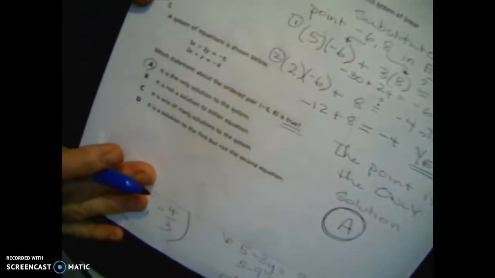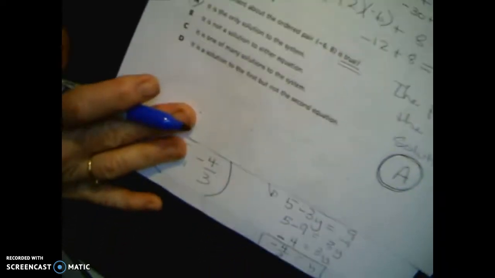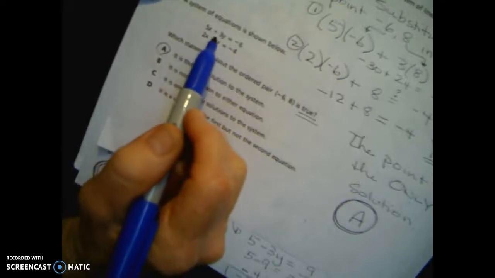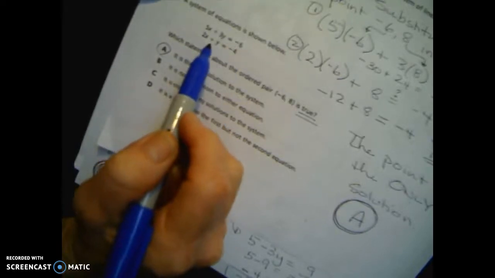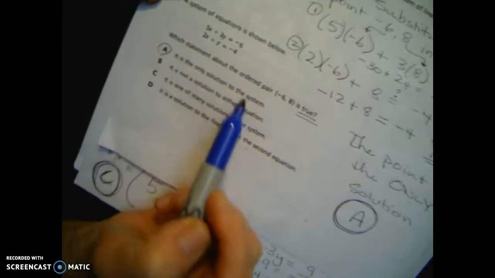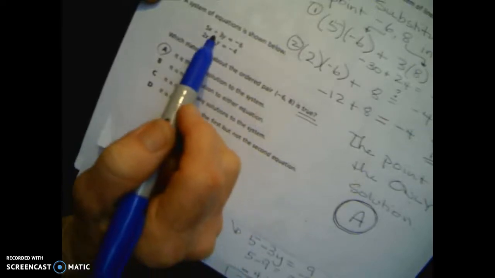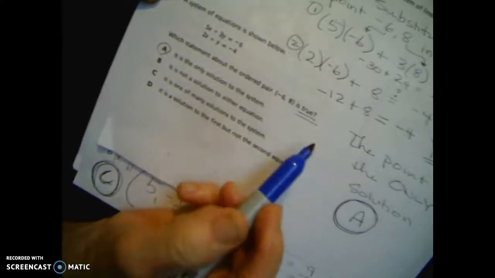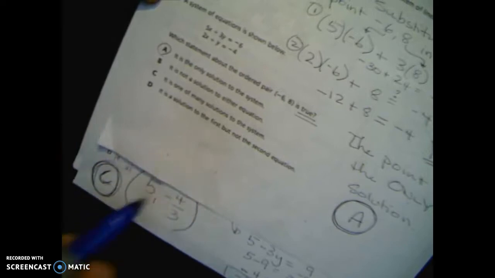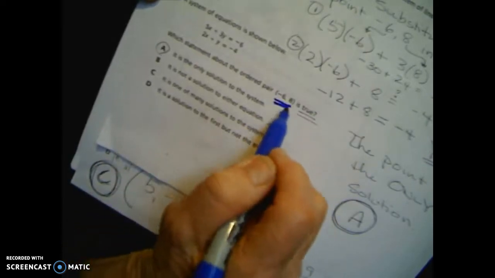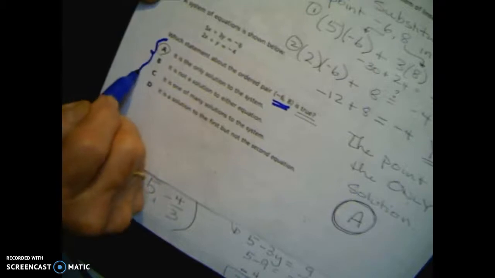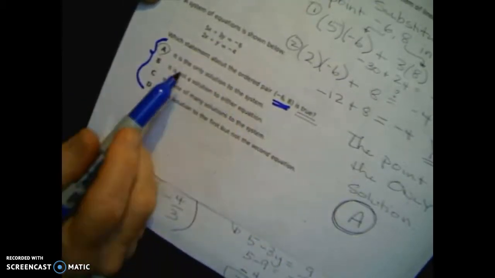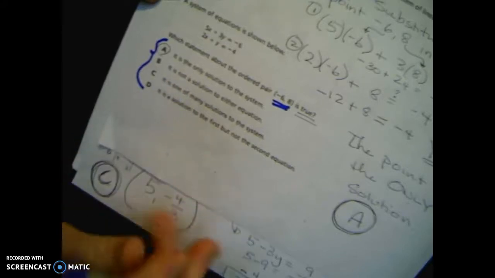For number 5, I'm given another system of equations, and it's shown below. My system: 5x plus 3y equals -6, 2x plus y equals -4. Now I can see that my coefficients are not the same, so I cannot easily substitute them in. So the one thing that I can do when I'm given a point and a series of choices is to simply take the point and substitute it into the equations to determine which one is true.